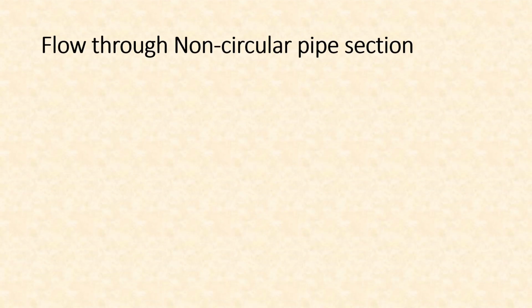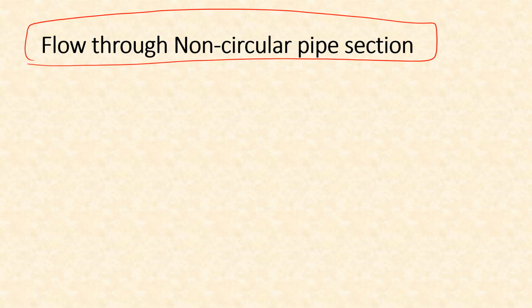Another topic that I can discuss is flow through non-circular pipe sections. In most common applications, the pipes that we use are circular, but in some cases there may be non-circular pipes, which may be of rectangular, square, or, in some rare cases, hexagonal cross section, or any kind of cross section. So what do we do in this kind of cross sections?